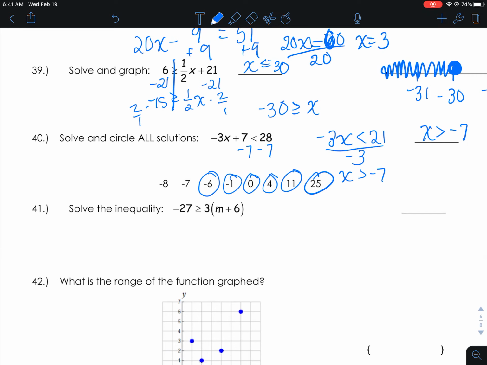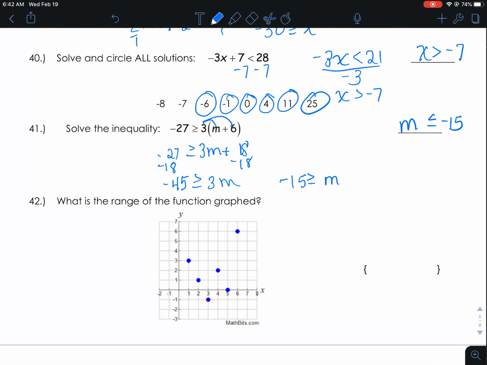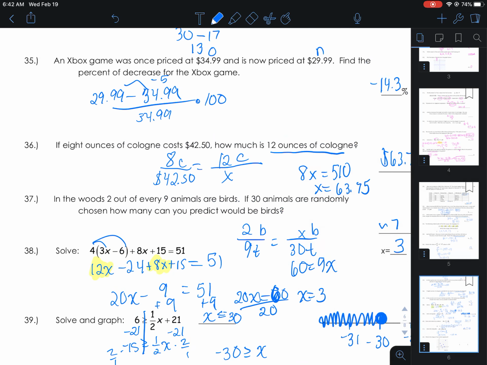Alright, solving the inequality. So we're going to distribute 3m. We have a lot of inequalities on this. And this would be minus 18 on both sides. That'd be negative 45. Yep. And then divide by 3. So that would be negative 15 is greater than or equal to m, or m is less than or equal to negative 15. Alright, and for the last one on this, let me make sure that's right. Yep, okay.